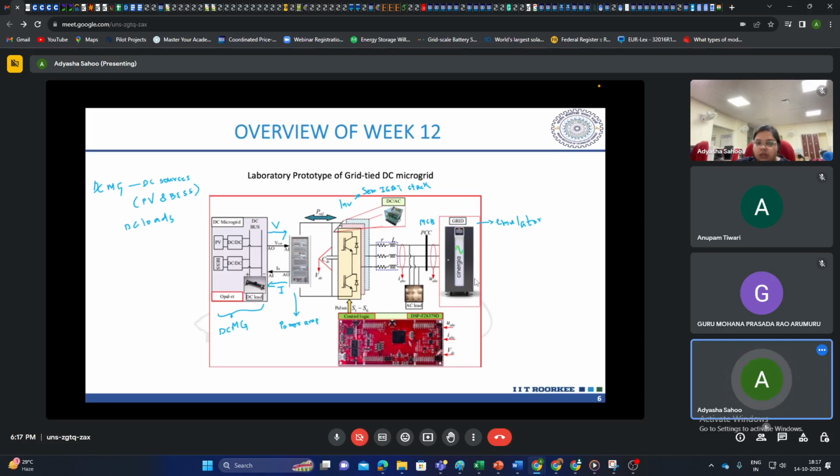And then we have this controller here, the DSP controller. So as you can see, the DSP controller is getting information of this AC side voltage and current as well as the DC side voltage, and it will compute the PWM pulses for the inverter according to the control logic that has been programmed in this DSP, and accordingly this inverter operation can be controlled.